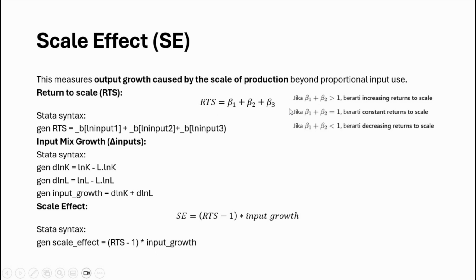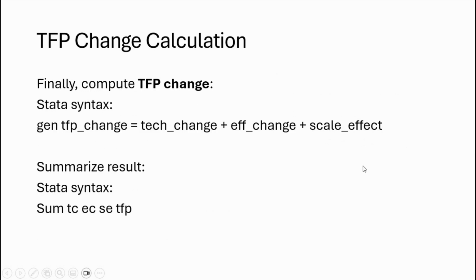For the RTS we can conclude like here: if the RTS is greater than 1, it means increasing returns to scale. If the RTS equals 1, it means constant returns to scale. And if the RTS is less than 1, it means decreasing returns to scale. And the last is the TFP change. The TFP change: generate TFP change equal to technical change plus efficiency change plus scale effect.